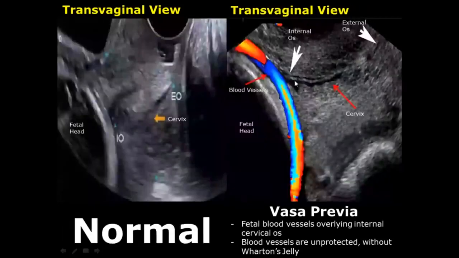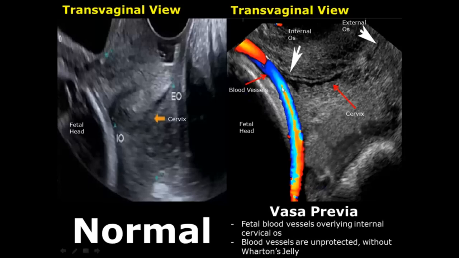Here is a transvaginal view showing a normal image and a vasa previa. Here there are fetal blood vessels overlying the internal cervical os, and in the normal image there will be no fetal blood vessels present here.